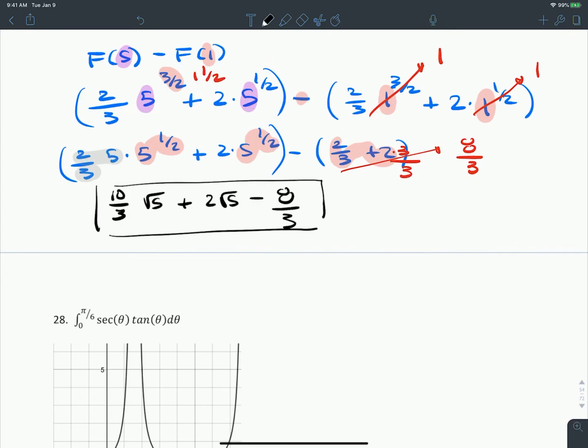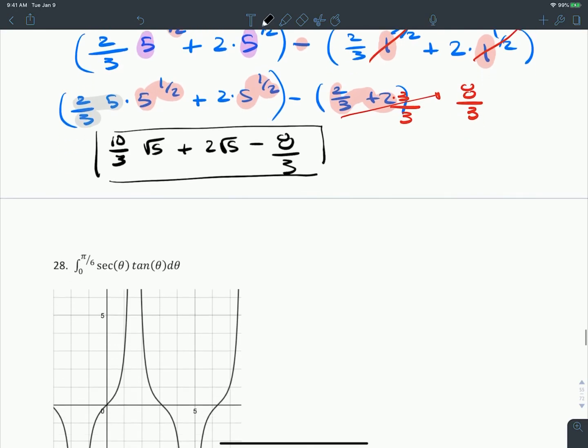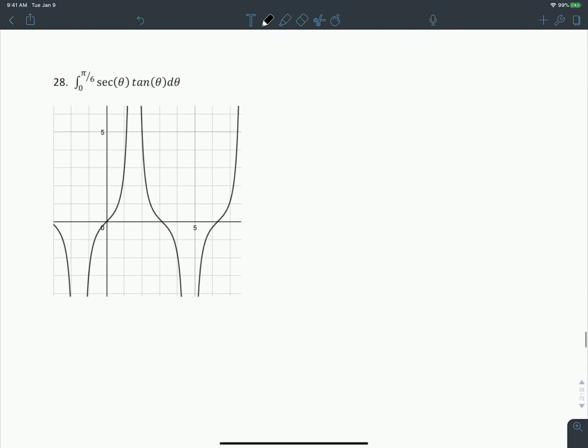So there was some arithmetic here, and this is our final answer. Number 28. If we notice, the limits are 0 to pi over 6.